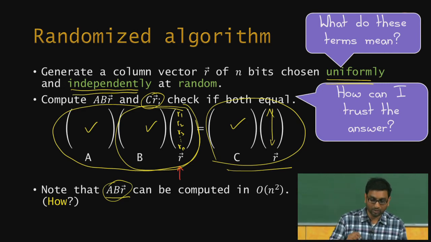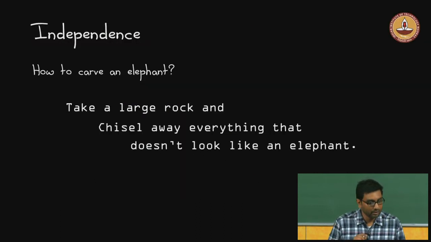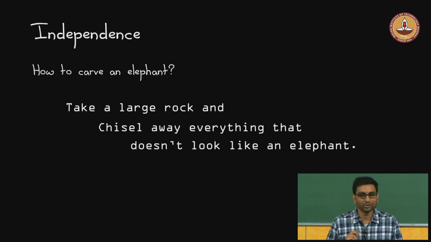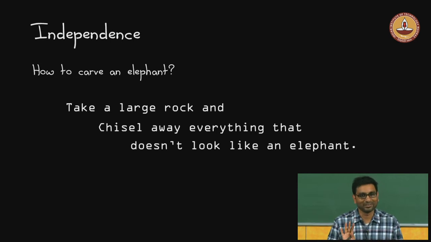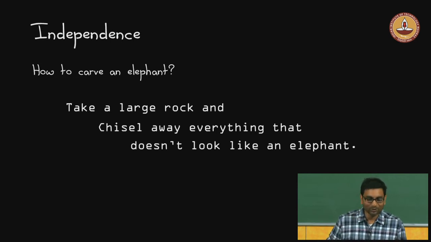Now, I want to explain this notion of independence. And in order to do that, there is a very nice saying. If you want to carve an elephant, how do you do that? You take a large rock and chisel away everything that does not look like an elephant, and then what you are left with is going to be an elephant. That is what we are going to do. So, if you want to try and understand independence, we are going to chisel away all notions of dependence, and what we are left with is independence.